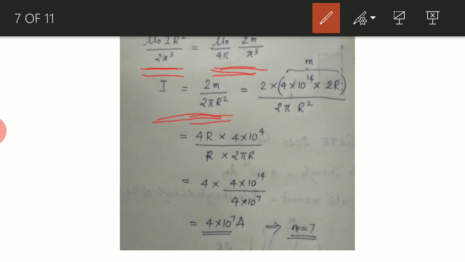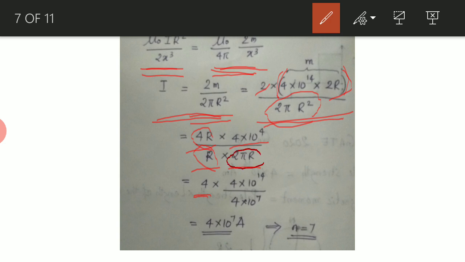Now substituting for m, 4 into 10 raised to 14 into 2r was taken as m. We will get I as 2 into 4 into 10 raised to 14 into 2r by 2π r². Now I am going to simplify this. 2 into 2r is taken as 4r into 4 into 10 raised to 14, divided by, I am going to split this 2π r² as r into 2π r. This 4r and r will cancel and we will get a 4.